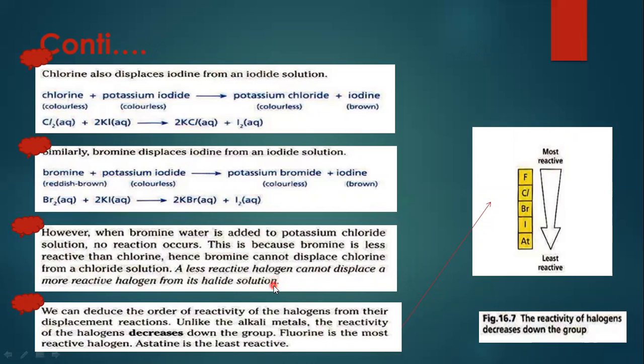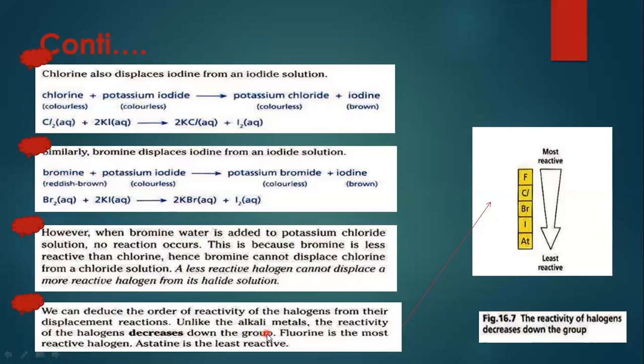ठीक है, यानी इस तरह का जो रिएक्शन होगा, अगर हम इस तरह के रिएक्टेंट्स को रिएक्ट करवाएंगे, then no reaction will take place. Why no? Because a less reactive halogen cannot displace a more reactive halogen from its halide solution. Okay, so we can deduce the order of reactivity of the halogens from their displacement reactions.